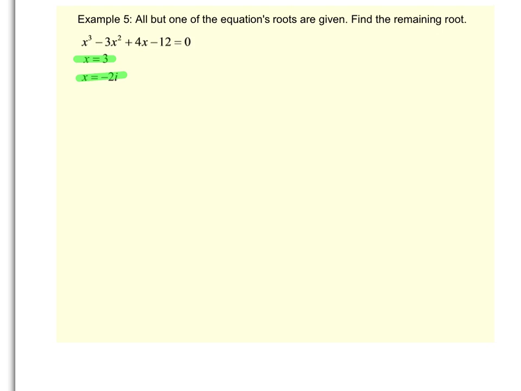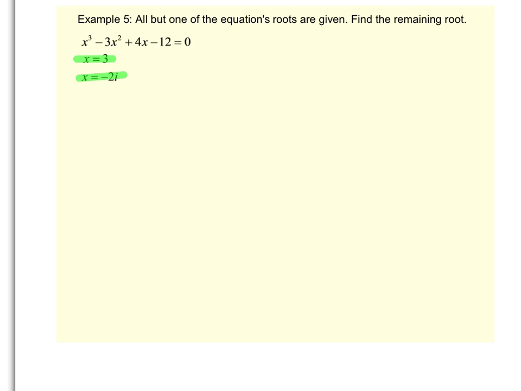Last one. All but one of the equation's roots are given. Find the remaining root. Okay, we know it's a cubic, so we know there has to be 3 roots. We're given x equals 3 and x equals negative 2i. So we just have to find one more.